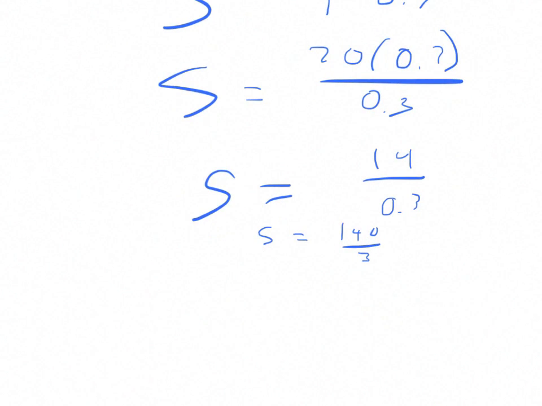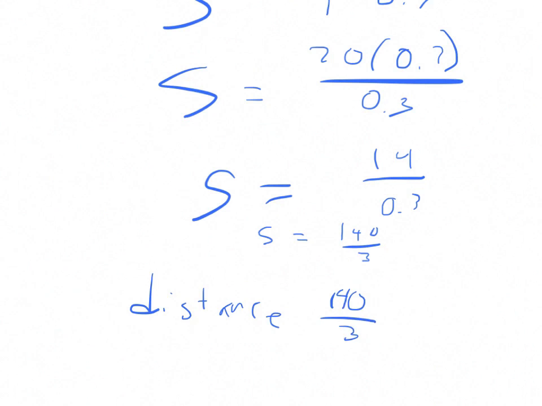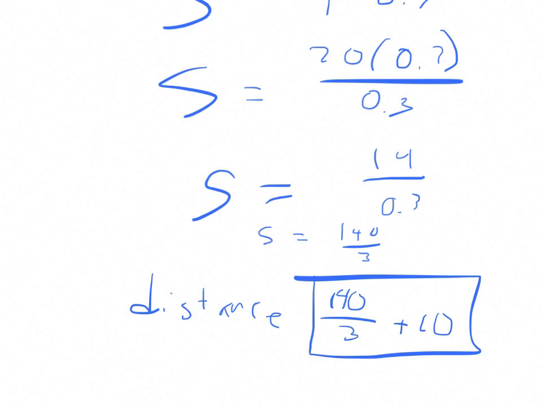Remember also that we're going to have to take that and add 10 to it. So our total distance will be the 140 over 3 plus the original 10 that it fell. And this is our total distance traveled.